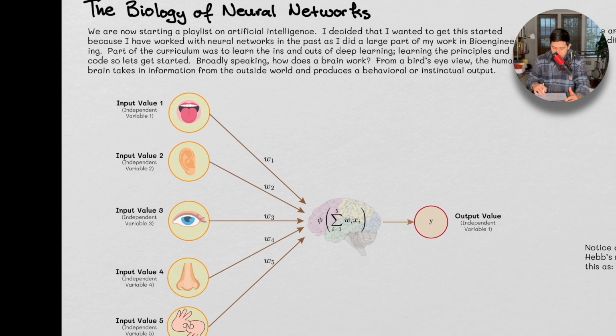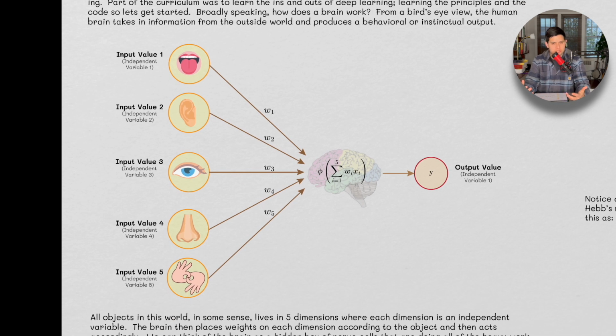So broadly speaking, how does the brain work? Well, from a bird's eye view, the human brain takes in information from the outside world and produces behavioral or instinctual output, right? So we have 5 dimensions, roughly speaking, in our overall general lived experience. That is taste, hearing, sight, smell, and touch. All of the information that these senses send to the brain is going to be sent through nerve cells.